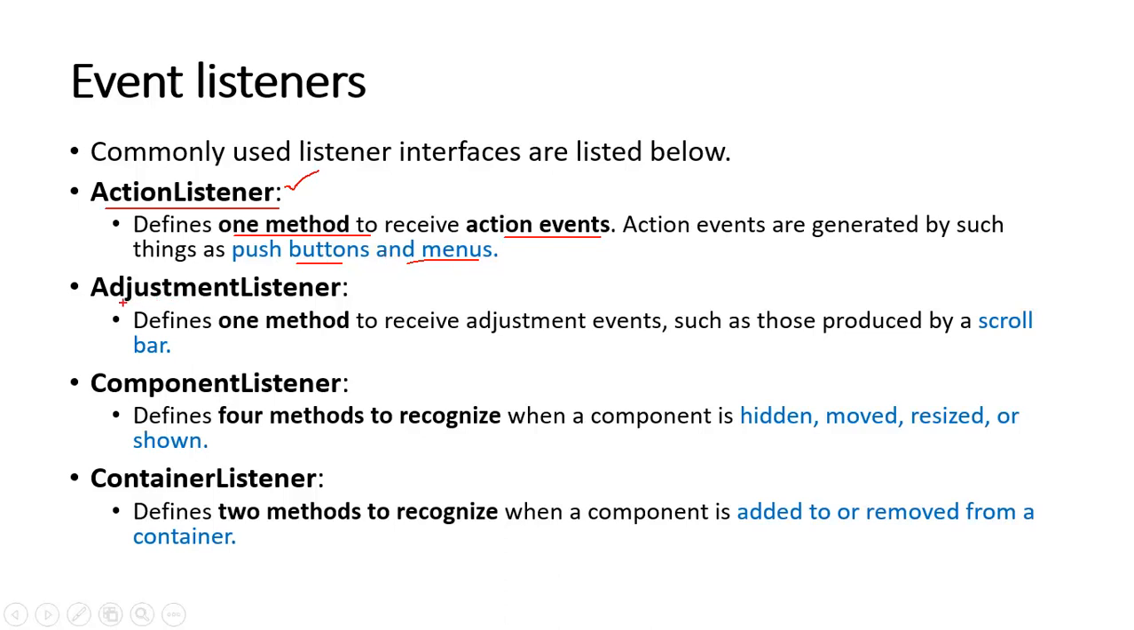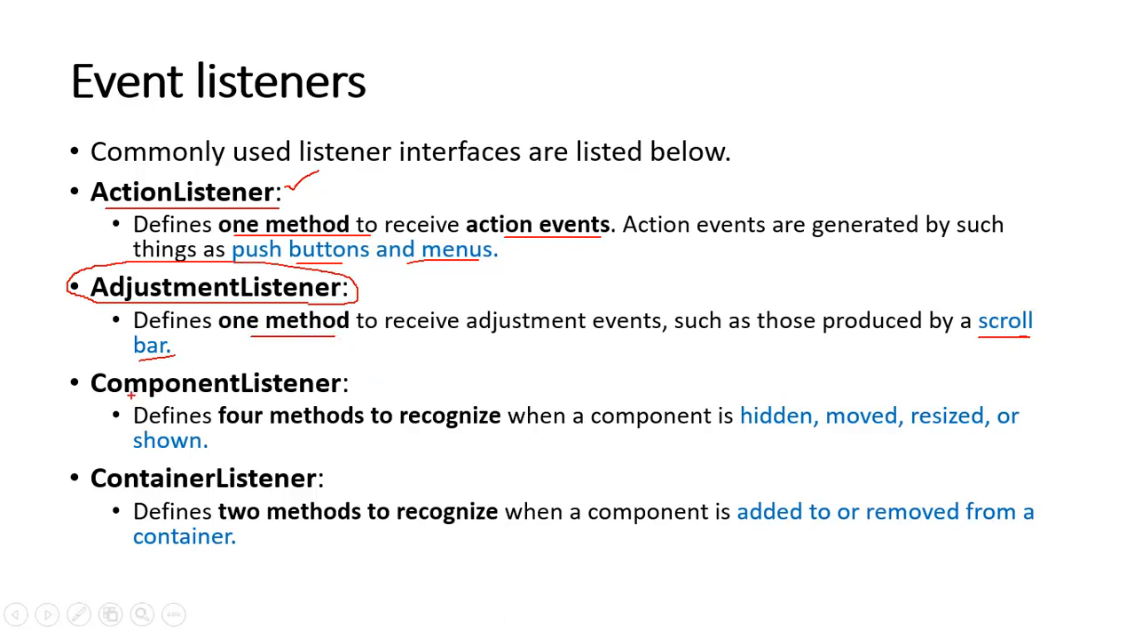The next one is the AdjustmentListener. We are all familiar. So why do we use the adjustment event? Adjustment events are used with the scroll bars. Naturally, when you make some changes in the scroll bar, if you want to handle that change in your program, then you have to create a class that will implement AdjustmentListener. There is again only one method that you need to override.